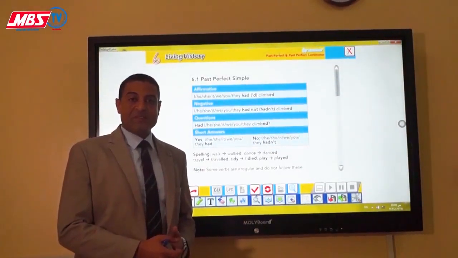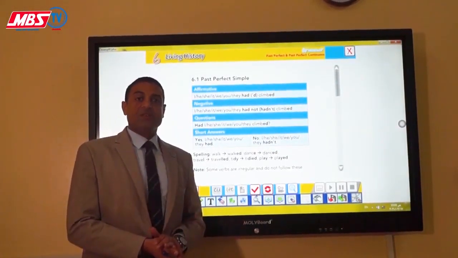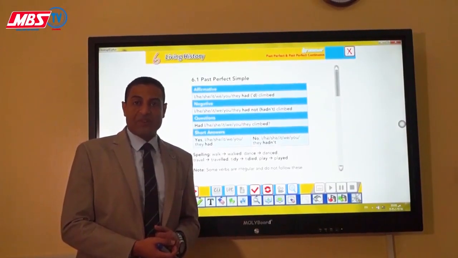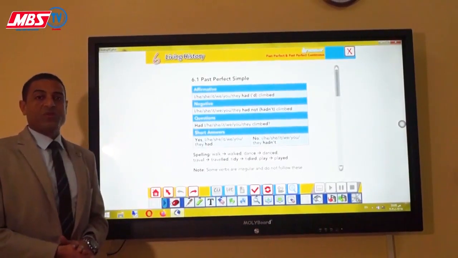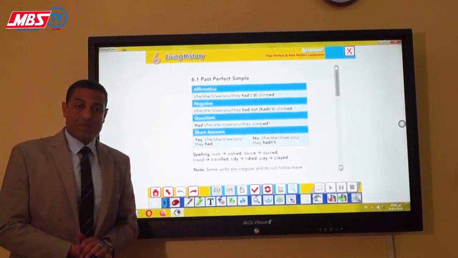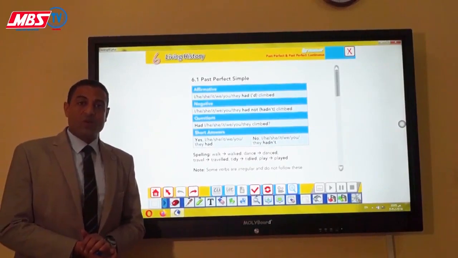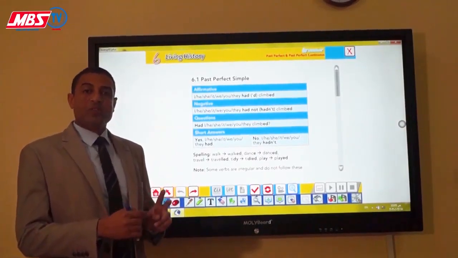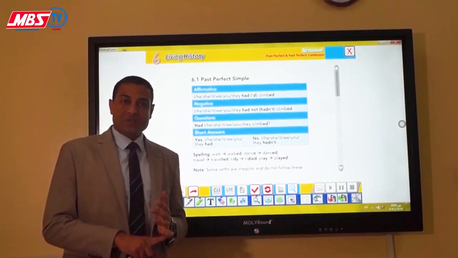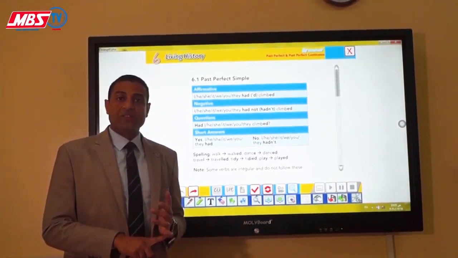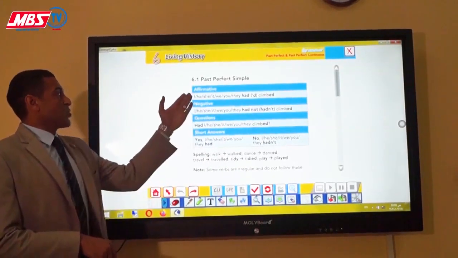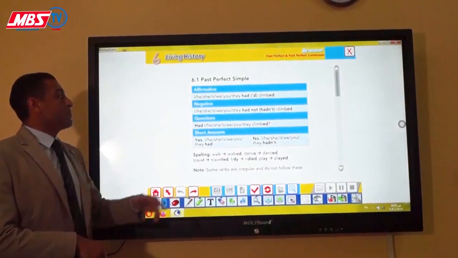Here is MBS. And now with English session for grade 8, Close Up, unit 6, grammar. As we started before, we had studied past perfect simple tense. But today we are going to start both past perfect simple tense and past perfect continuous, or past perfect progressive, tenses. So here, we start with the past perfect simple tense.